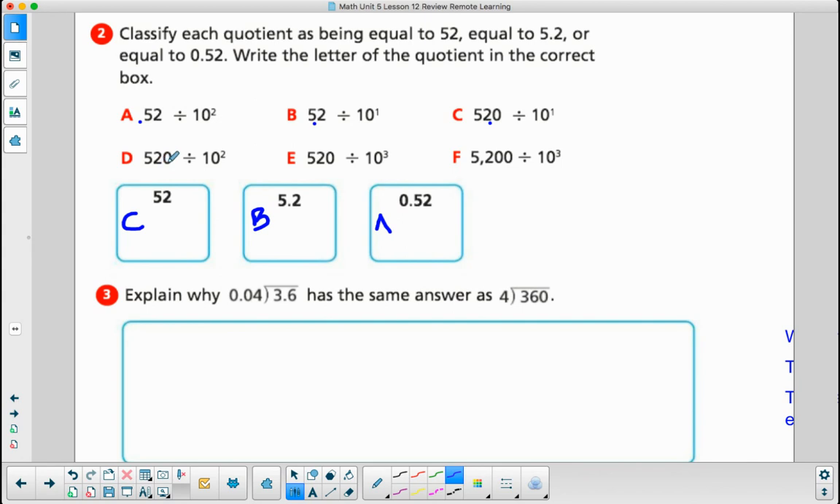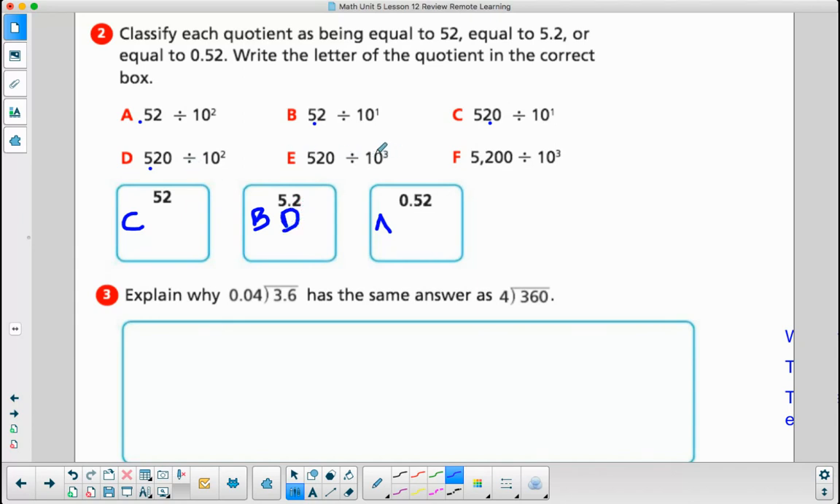D, 520 divided by 10 to the second. The 2 in the exponent 2 means 2 places. 1, 2. Whoops. Don't ask me why it did that on me. So sorry. I believe it was here. So D goes here. I probably should put a comma between it, but we're not going to waste time at it.